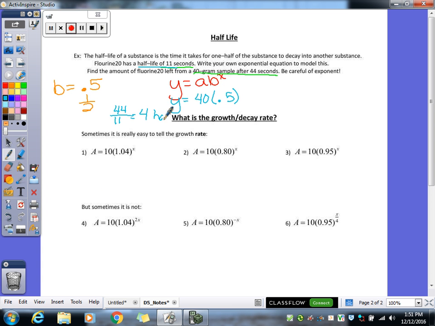So 4 half-lives occurred in those 44 seconds. That's what your exponent is. Your exponent is how many half-lives happened. So now you just do 40 times your 0.5 to the 4th power. And we get 2.5 grams. So that's how much would be left after the 44 seconds: 2.5 grams.